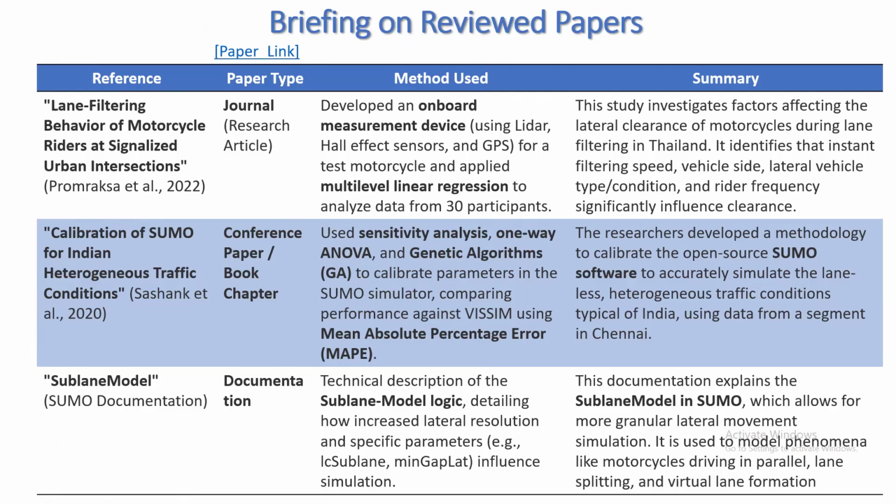The next paper is a study from India. It used calibration of SUMO for Indian heterogeneous traffic condition. It's a conference paper from a book chapter. It used sensitivity analysis, one-way ANOVA, and genetic algorithm to calibrate the SUMO simulator and compare with VISSIM. It used MAPE for error calculation. It developed a methodology to calibrate SUMO software for motorcycles, especially for lane-less heterogeneous traffic condition in the case of India.